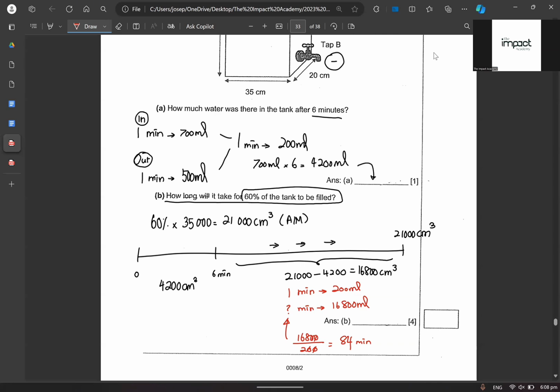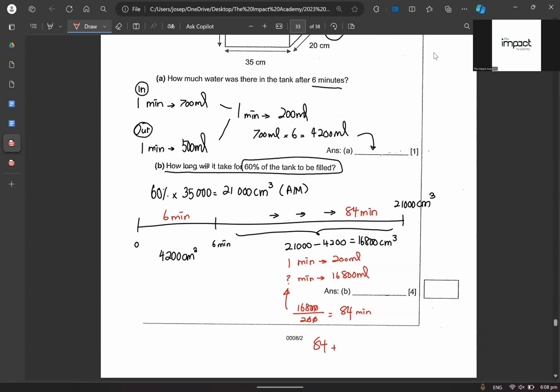Where is this 84 minutes? It's only here. Can you understand? Why do I have to plus 6? Because there was a 6 minutes in front that I took away just now. Correct enough? So 84 plus 6. So the total time is actually 90 minutes, and therefore this is my answer for this question.